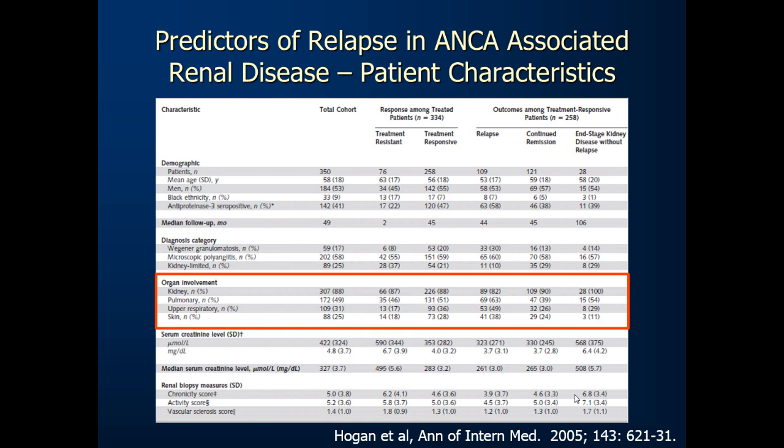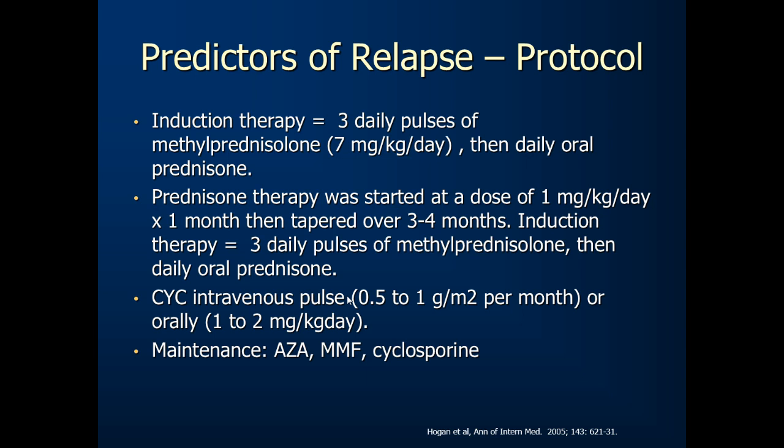So predictors of relapse. This is a study looking at patients who had to have renal disease to be in the study, but they're ANCA associated. So although it said renal, only 88% had renal involvement. Half of the patients in this study had pulmonary involvement. In this study, they're again looking at their structure to look at relapse. Their induction therapy involved cyclophosphamide with methylprednisolone and oral prednisone. And they would receive maintenance either with azathioprine, mycophenolate, or cyclosporine.